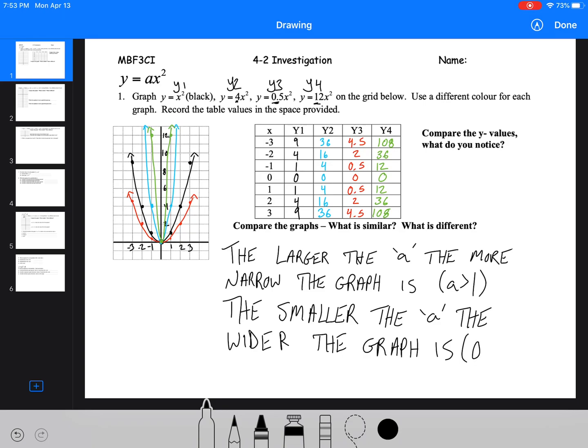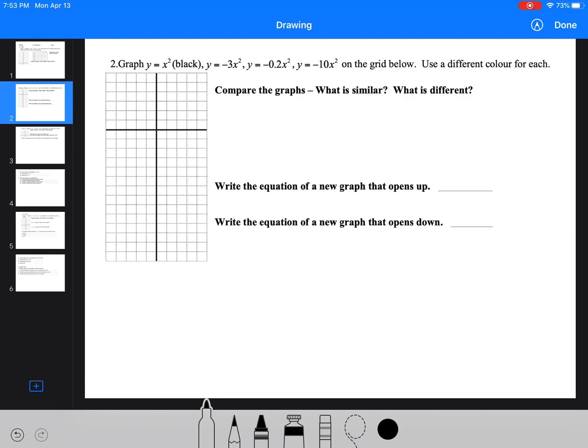Okay, this a value here is bigger than 1. This a value is between 0 and 1. Okay, that's just equal to and greater than. So the first one is bigger than 1. The other one is between 0 and 1, or greater than 1 and between 0 and 1.